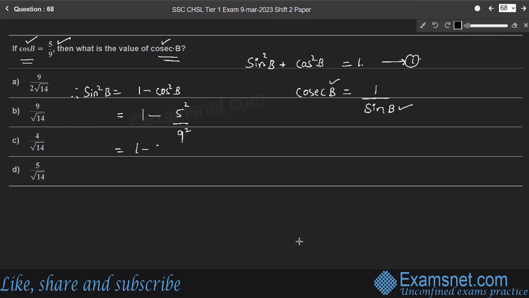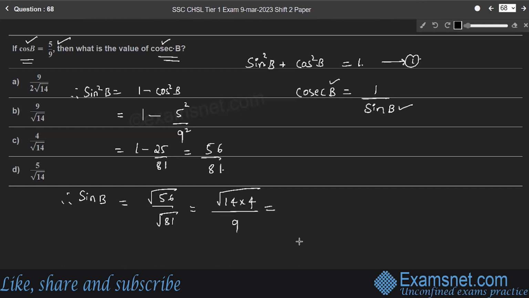So, which is 1 minus 25 by 81. So, which is nothing but 81 minus 25, which is 56, right? So, 56 by 81 is sine square B. Therefore, sine B is equal to root of 56 by root of 81. So, which is root of 14 into 4 by root 81, which is 9. So, in other words, 2 root 14 by 9 is sine B.